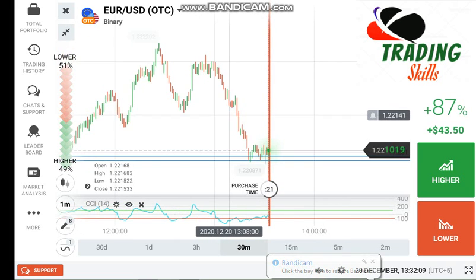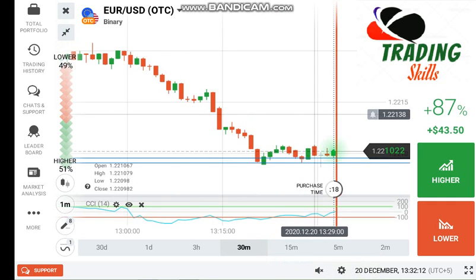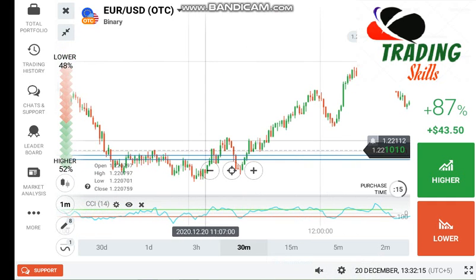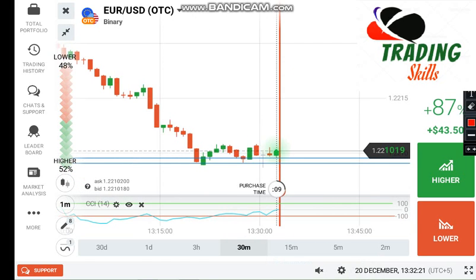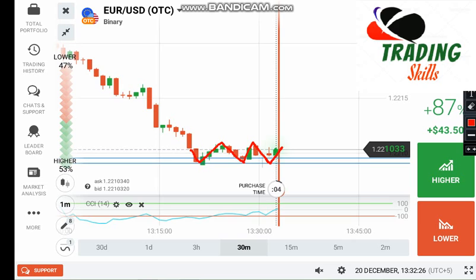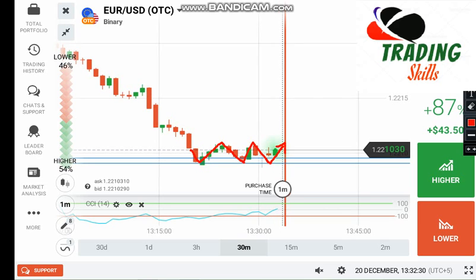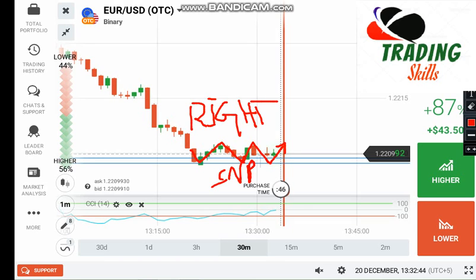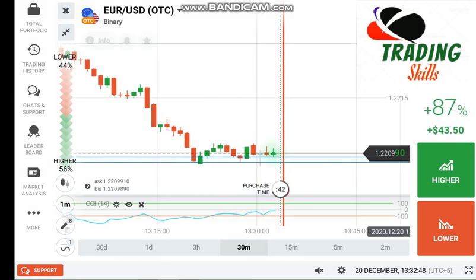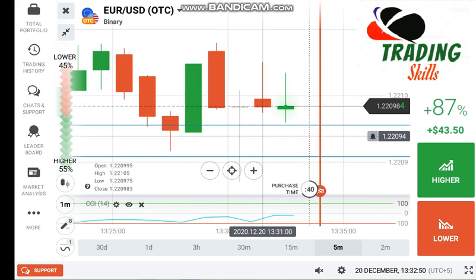So today it is an OTC market, so I'm going to show you how we can take trades on the OTC market. Here you can see that I just opened my IQ Option, and exactly from my levels the market is reversing continuously. So what does it mean? It means that we are working on the right SNRs. Let's analyze the market here, then I'm going to take a trade.